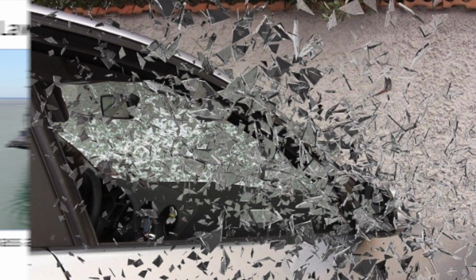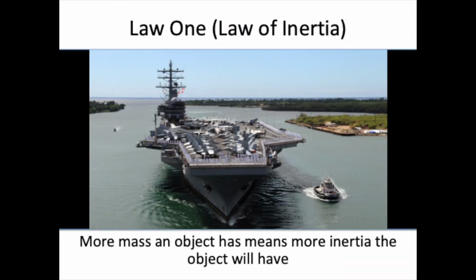That's why we wear our safety belt, because of inertia. The more mass an object has, the more inertia it is going to have. Look at this battleship. If this thing is moving, it's going to take a good bit of time to get it stopped, because it has more inertia because it has more mass.